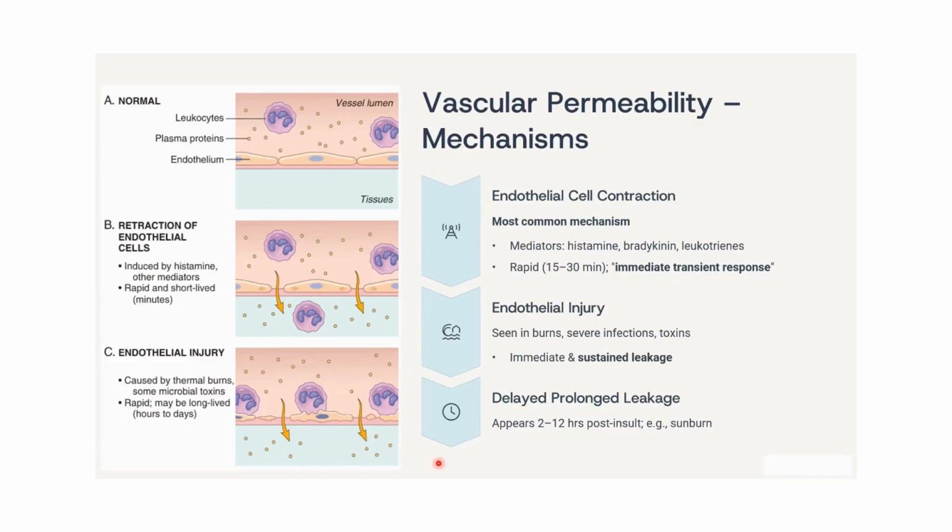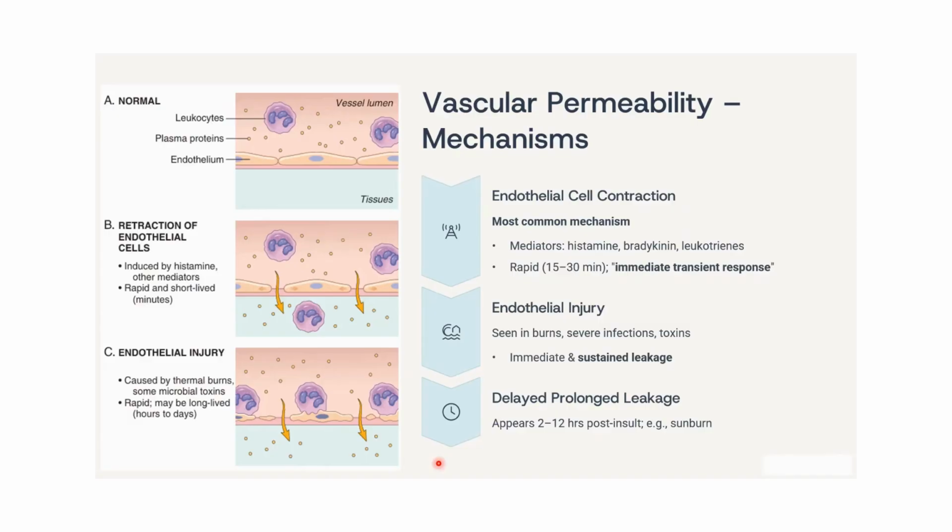What else? Then you can have direct endothelial injury. This happens in more severe situations. Think bad burns, nasty infections, maybe exposure to certain toxins. Here, the endothelial cells themselves are damaged or killed. This causes leakage that starts immediately but is sustained. It lasts much longer. Wow. Okay, so direct damage means longer leaking.